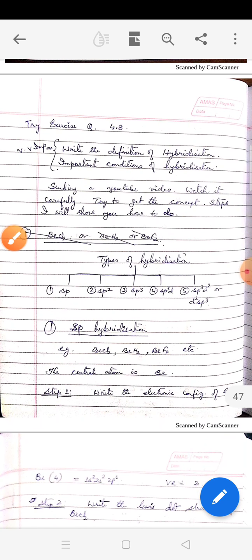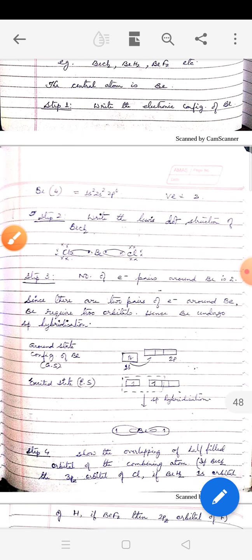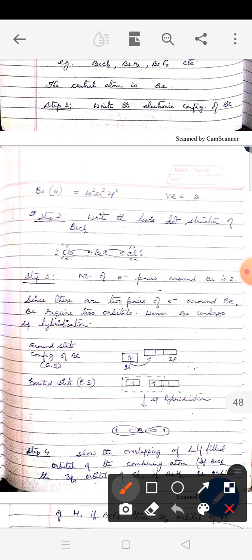Now the first step is you have to identify the central atom. So as you can see here, if I take the first example, the central atom out here is beryllium. Now your next step is to write the electronic configuration of the central atom. So when you write the electronic configuration of the central atom, you notice its atomic number is 4. So it is 1s2, 2s2 and 2p0. So how many valence electrons does it have? It has 2 valence electrons.